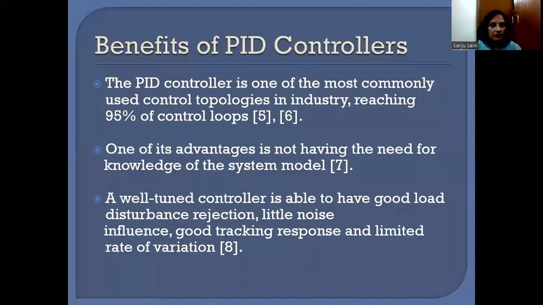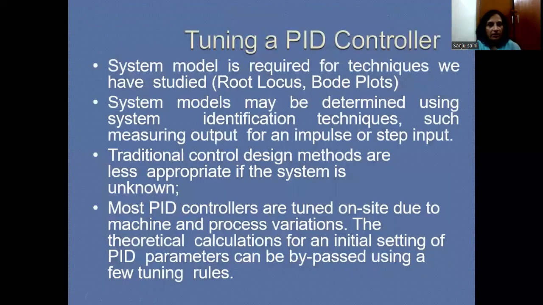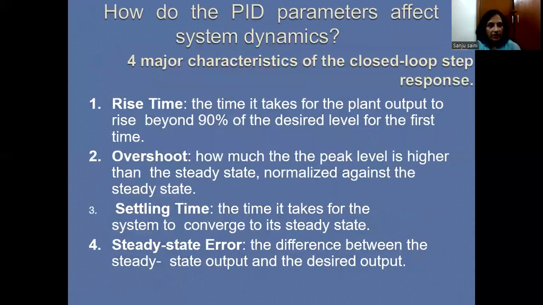The PID controller is one of the most commonly used control topologies in industry, reaching 94% of control loops, and it does not need any knowledge of the system model. A well-tuned controller is able to have good load disturbance rejection, little noise influence, good tracking response, and limited rate of variation. Then how do we tune the PID controller? For that, we use a number of techniques, and the most popular technique that we use is the Ziegler-Nichols tuning method.